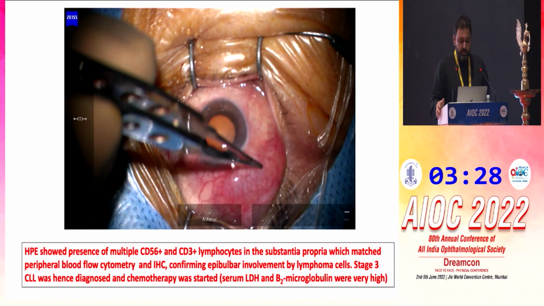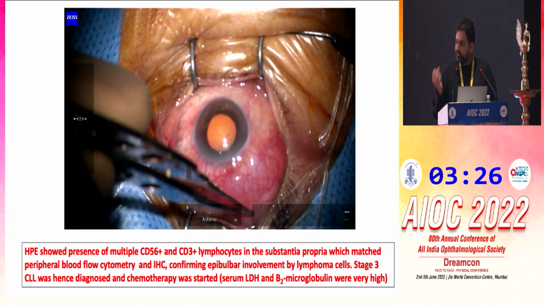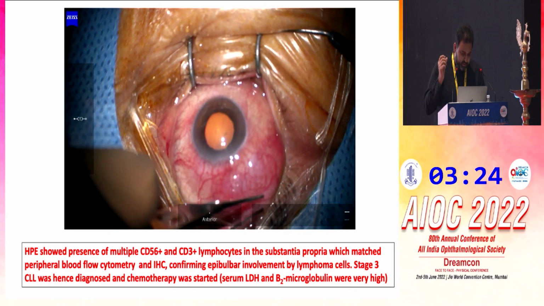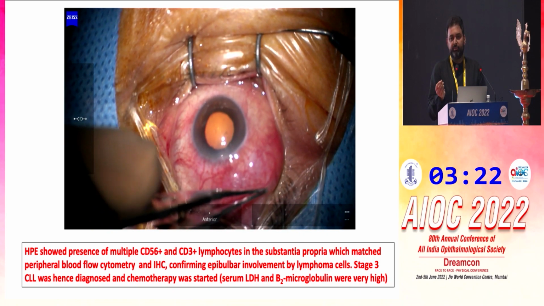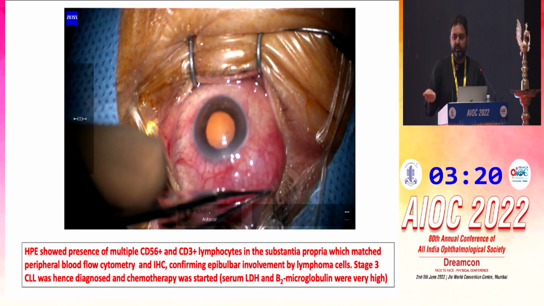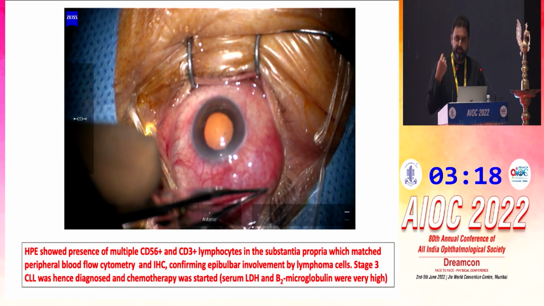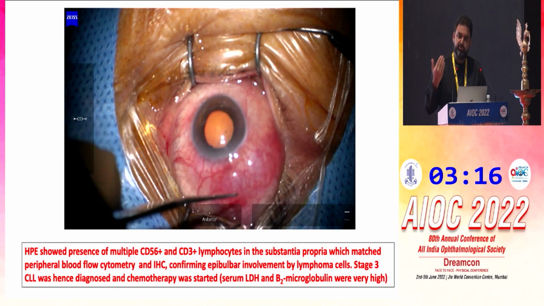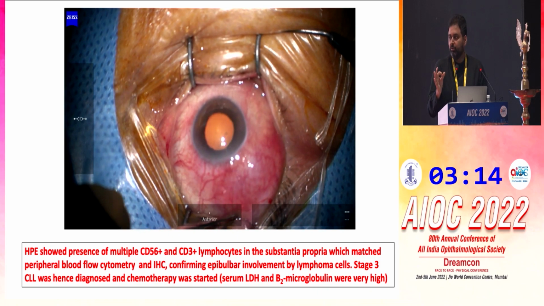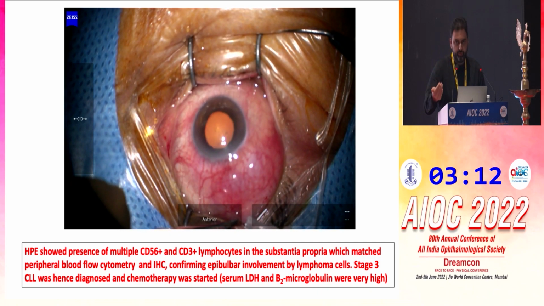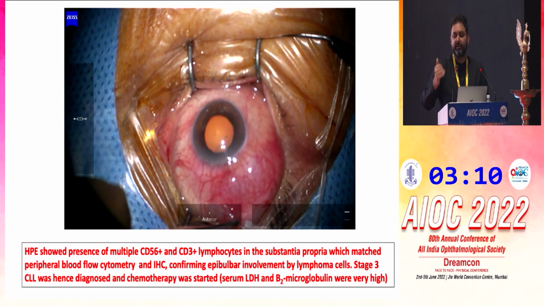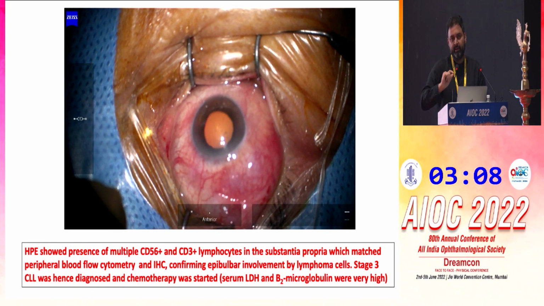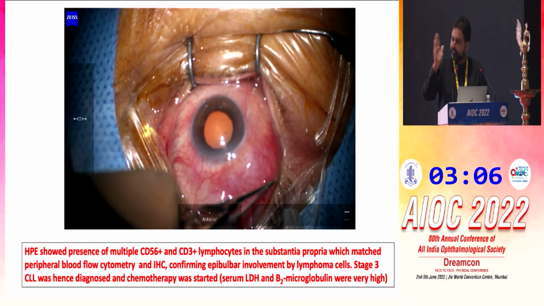the histopathology actually showed that the excised conjunctiva and tenon had CD56 and CD3 positive lymphocytes, which were matching with her when she was diagnosed with CLL stage 0. The immunohistochemistry and the flow cytometry were the same. So it just showed that it was the same line of cells which was more in the blood that was now infecting the conjunctiva.